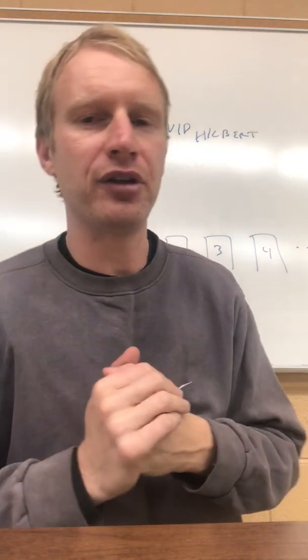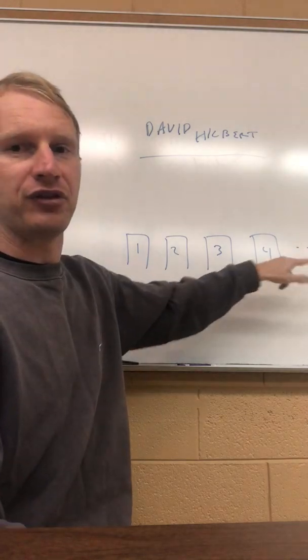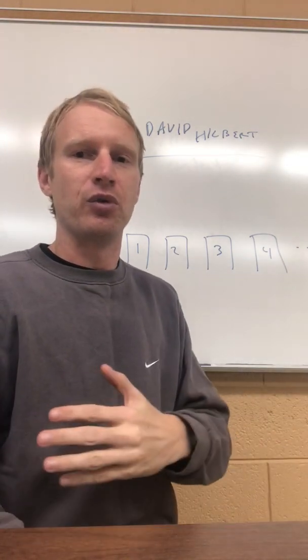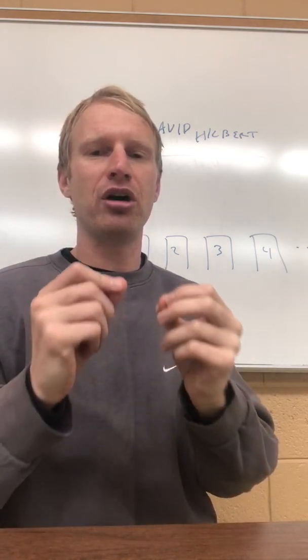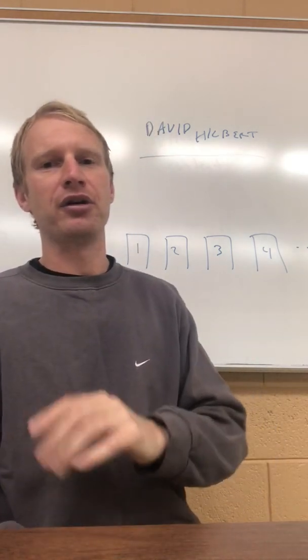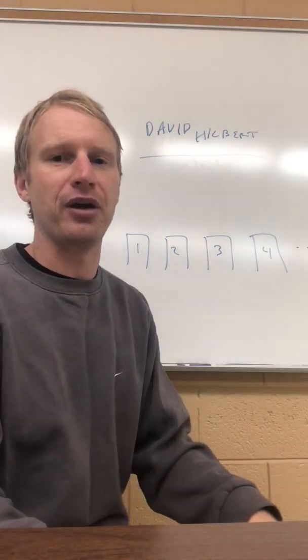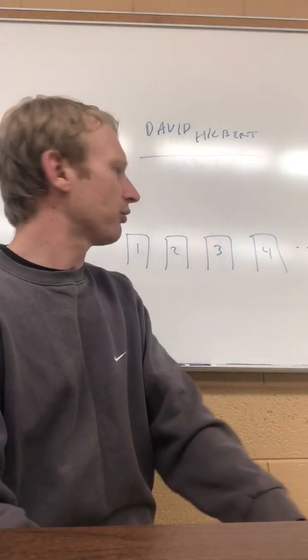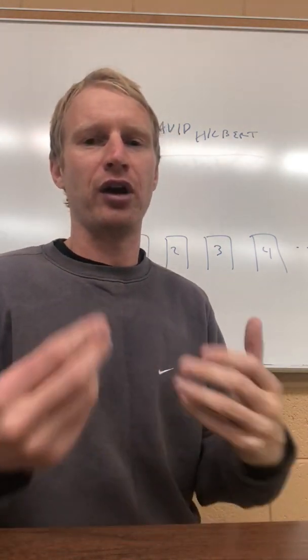Basically, it's a hotel that has rooms 1, 2, 3, 4, 5, 6, and so on with no ending. So there's an infinite number of hotel rooms. And each of the hotel rooms is occupied. So there's a person in every room all the way down the line. And the problem is that a guest comes in and wants a room.